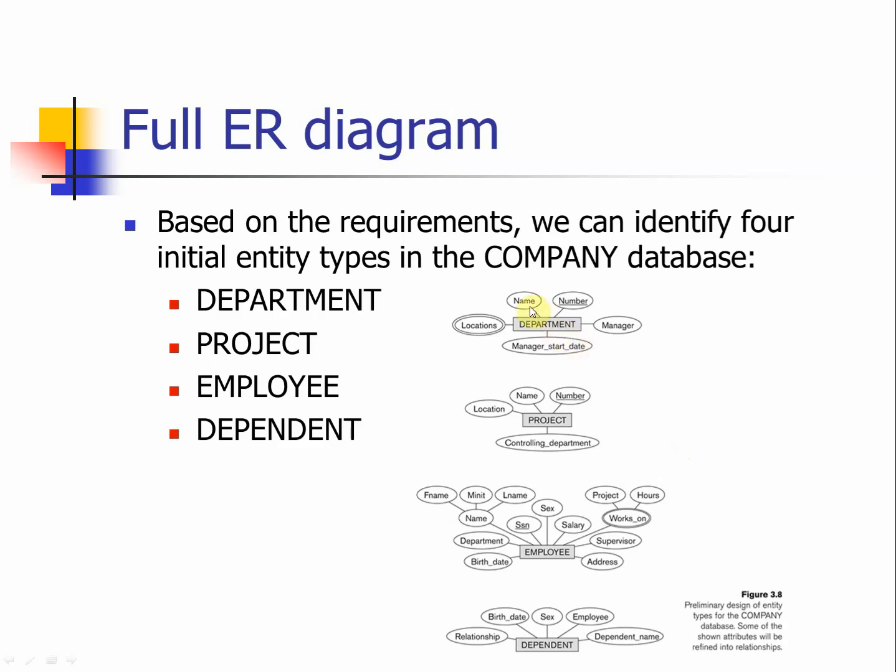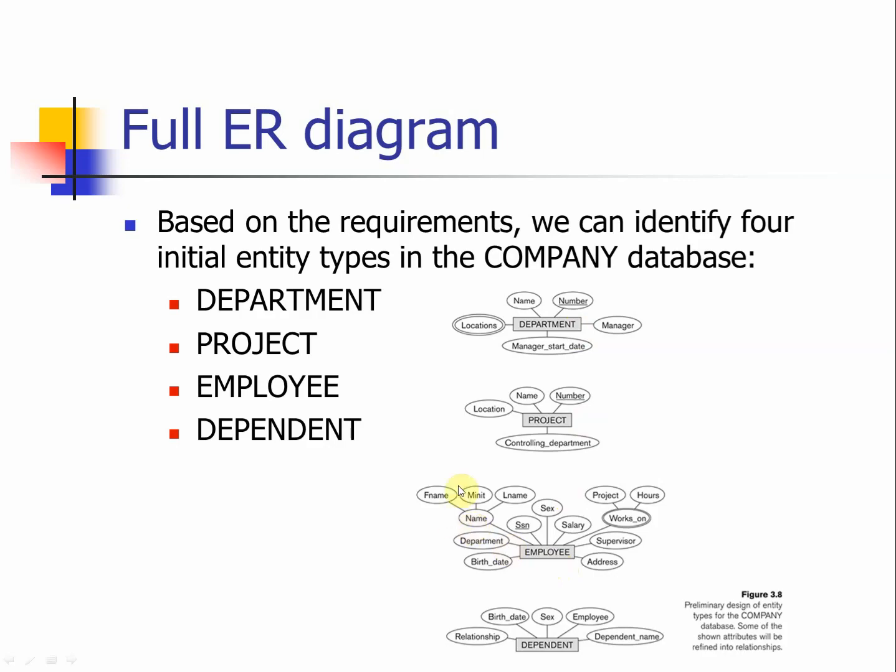Department is described by the name, number, manager, and manager start date. It can be located in multiple locations. Project has the name, number, location, controlling department. Obviously, by looking at just these 2 entities, you understand the controlling department is actually a relationship between the project and the department. It's the same thing that department has a manager. However, a manager is also an employee. So this attribute will become a relationship that connects the 2 entities together. And therefore, the relationships are actually the attributes that we drew in the entity requirement discussion.